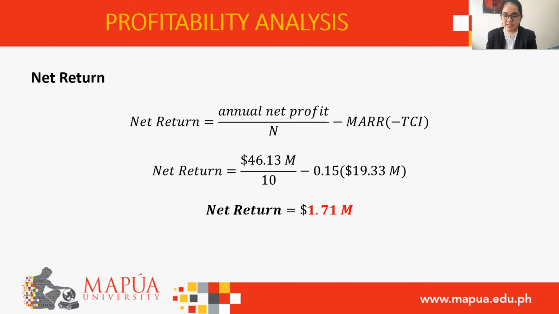The last metric is the net return. It is calculated by subtracting the expenses from the gross revenue. The proposed plant's profitability can be determined using the net income. A positive net return value indicates that the return meets the acceptable minimum rate of return, which in this case is 12%. The equation for it is given in the slide, wherein TCI refers to the total capital investment. It was calculated that the net return amounts to $1.71 million, and since the computed net return is positive, the project is acceptable.